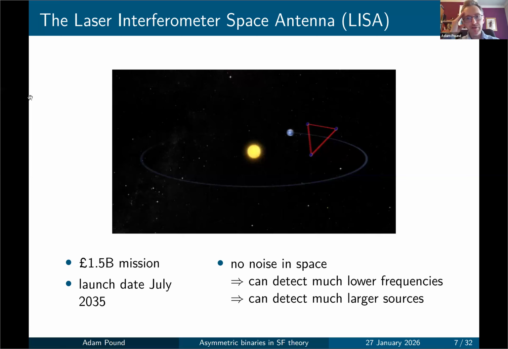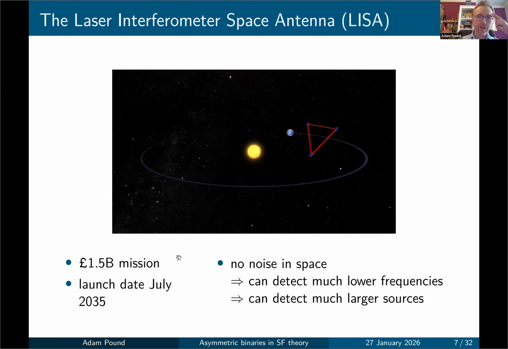So in 2035, LISA, the Laser Interferometer Space Antenna, will launch. It now has a definite launch date. I don't remember what it is, but July 2035. I think like the 25th of July or around there.